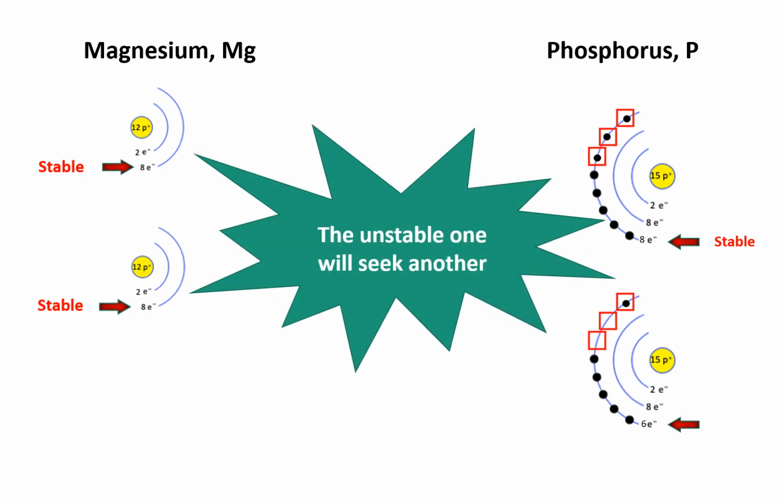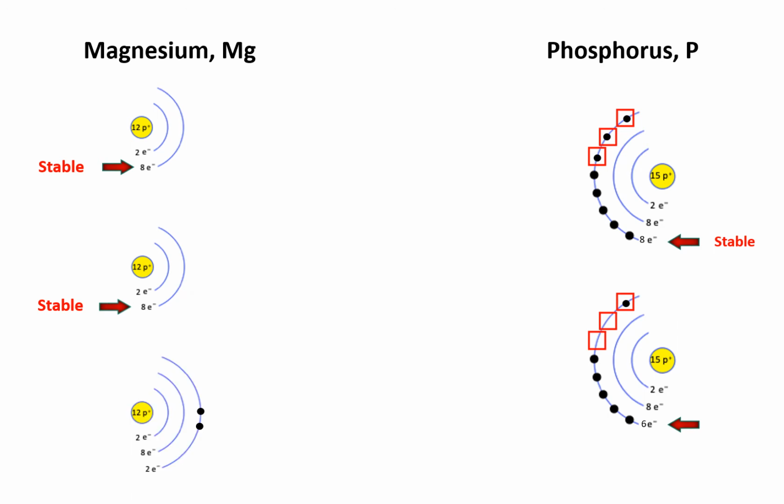The unstable one will seek another. Phosphorus will seek out another magnesium atom. Magnesium's two valence electrons are just enough to completely fill the two empty spaces in phosphorus's valence shell. Phosphorus is now stable, and so is magnesium.